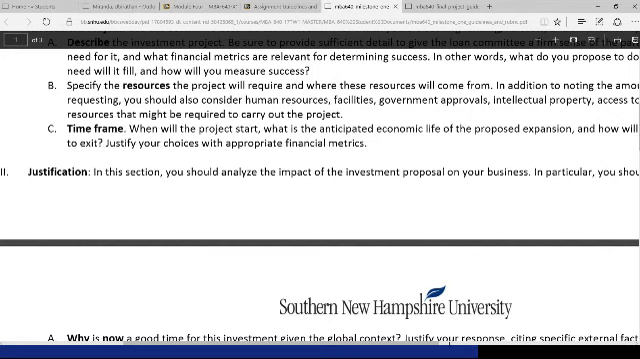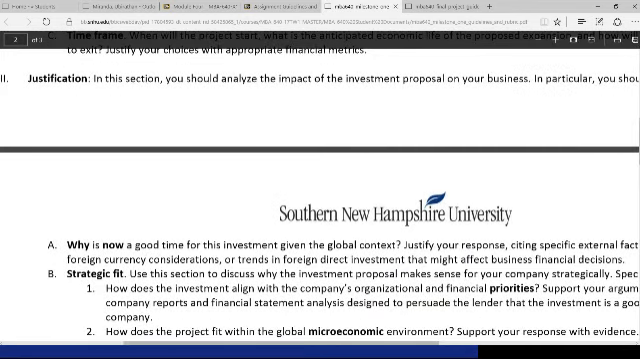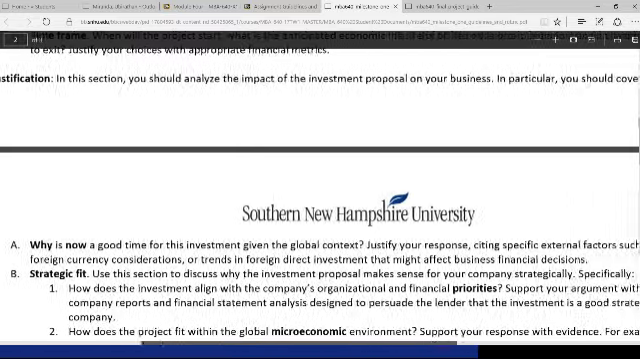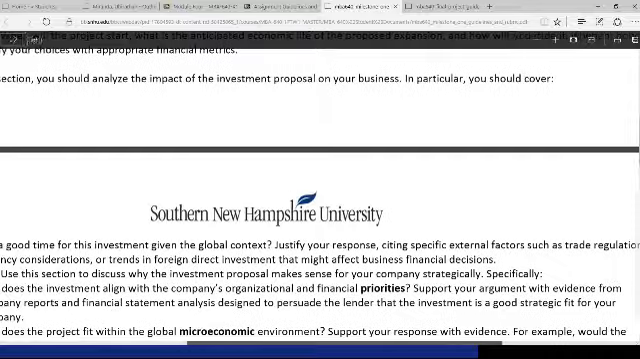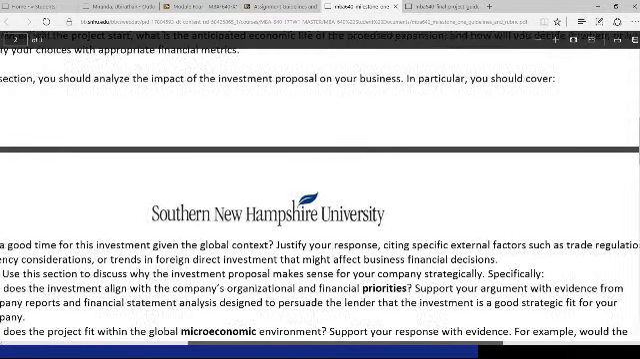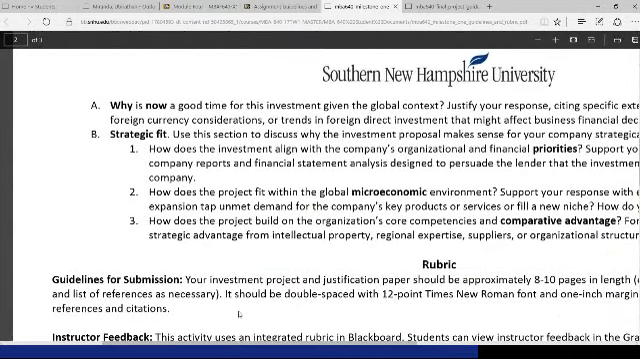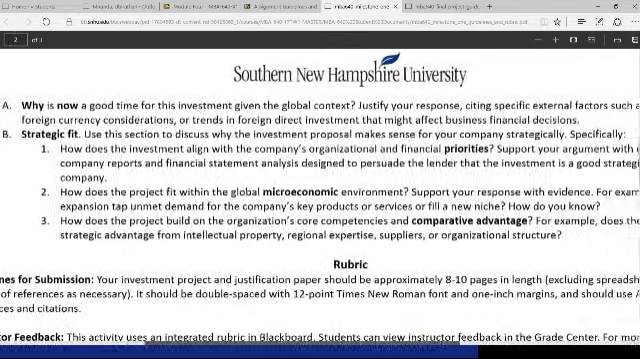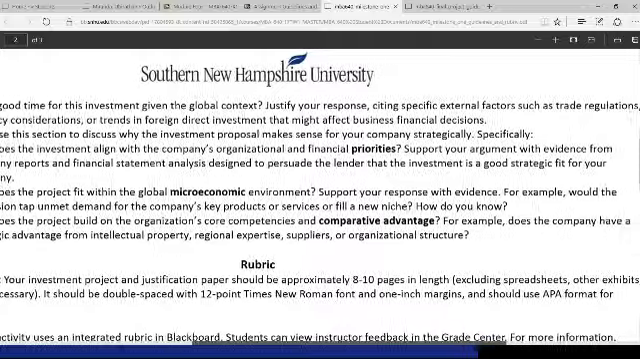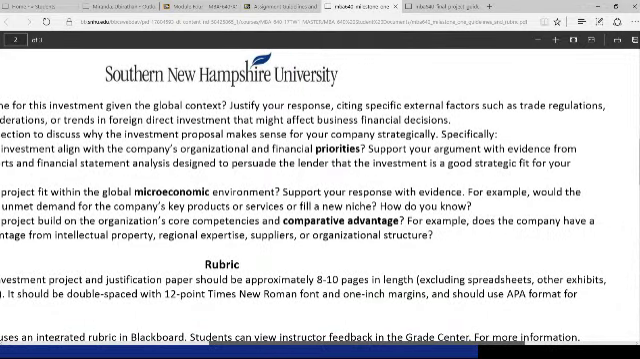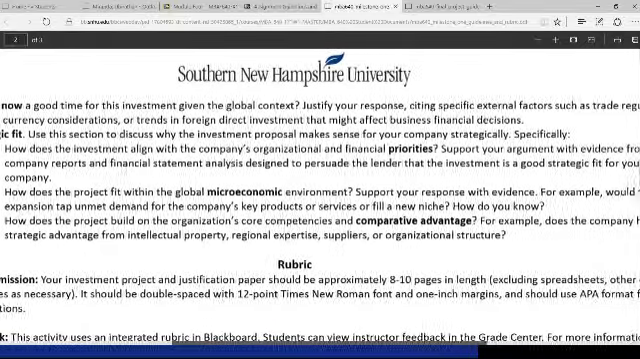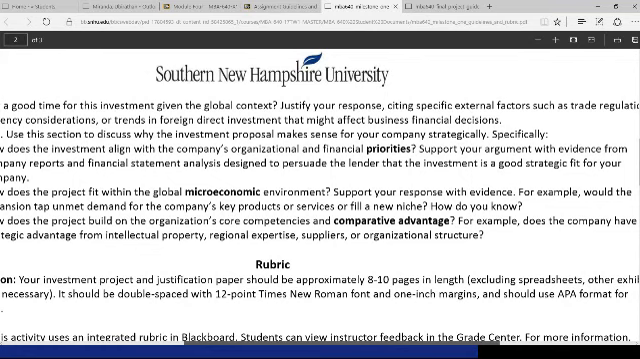Okay. Now we come to the justification part of the project, and this is 3. In this section, you should analyze the impact of the investment proposals on your business. In particular, you should cover: A, why is now a good time for this investment given the global context? Justify your response, citing specific external factors such as trade regulations, foreign currency considerations, or trends in foreign direct investment that might affect business financial decisions.